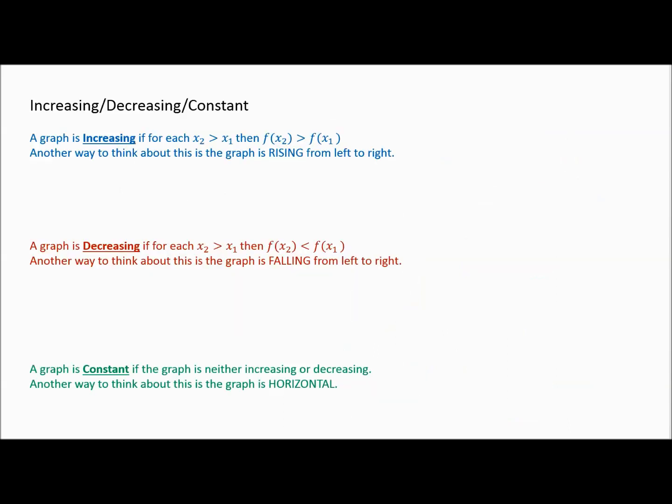For the following set of videos, we want to continue our discussion about functions and how to analyze functions. And so we have a new definition, increasing, and then another for decreasing, and finally a definition for constant. And I have a very formal definition here for you. You'll see in blue for increasing, and then I have an easier way to think about it. But a graph is increasing if for each x2 greater than x1, then f of x2 is greater than f of x1. Okay, so I want to break this down and explain what it means.